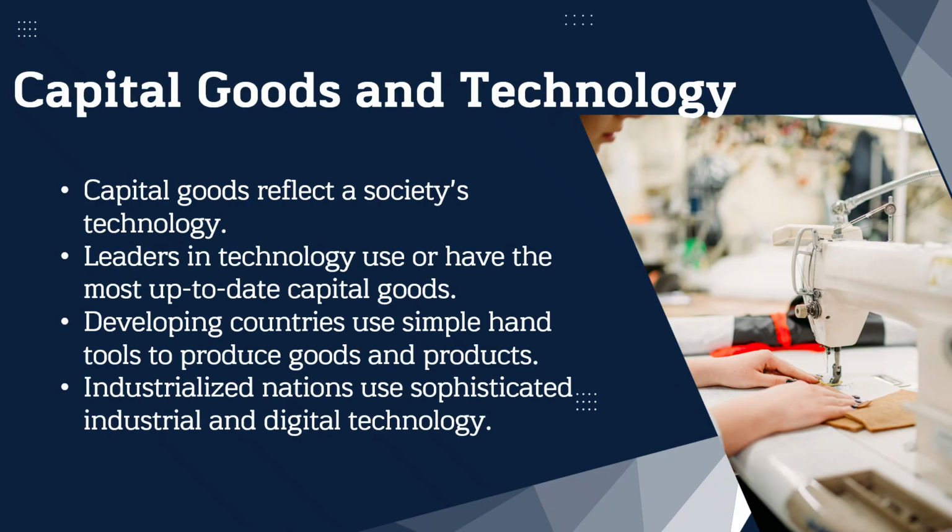Capital goods reflect a society's technology. The better the infrastructure, the better the capital goods. Leaders in technology use the most up-to-date capital goods. Developing countries use simple hand tools to produce goods and services. Industrialized nations use more sophisticated industrial and digital technology.